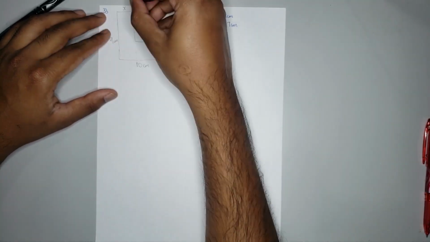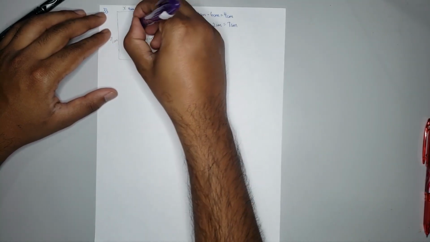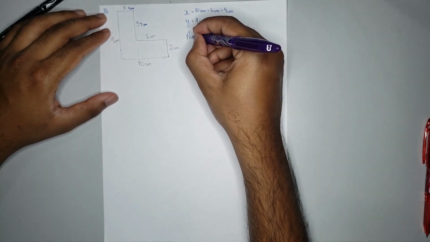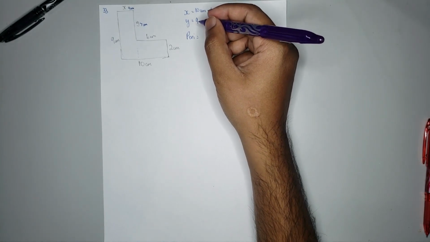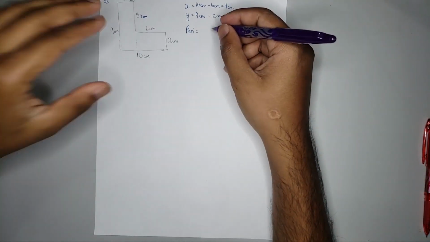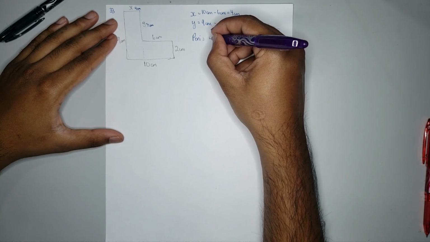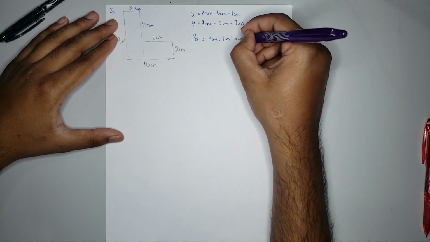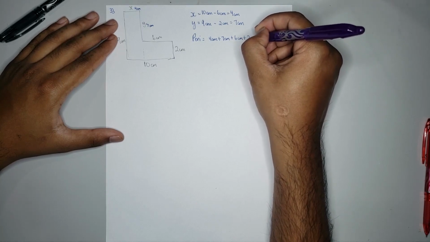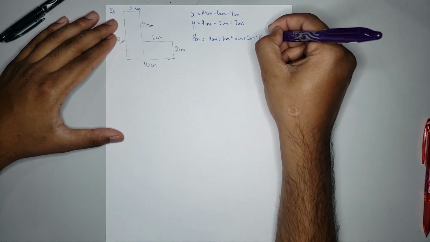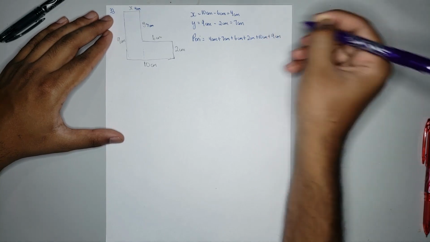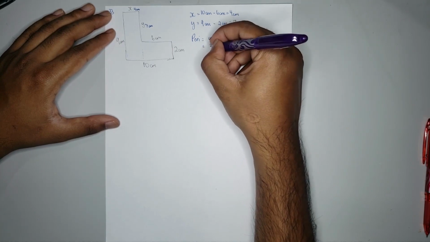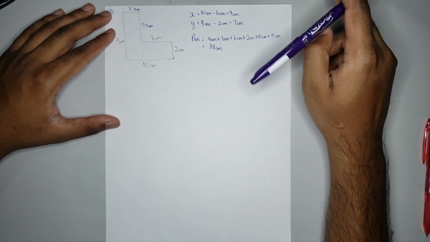So we know here now is 4 cm and here is 7 cm. Tell it to calculate the perimeter. Perimeter is the distance around. So to calculate the distance around, it will be 4 cm plus 7 cm plus 6 cm plus 2 cm plus 10 cm plus 9 cm, which is equal to 38 cm.